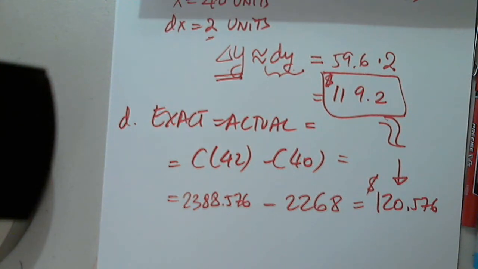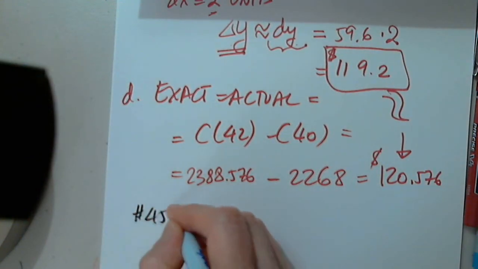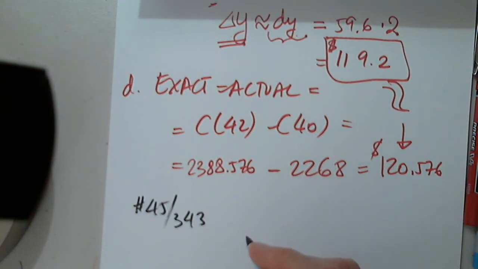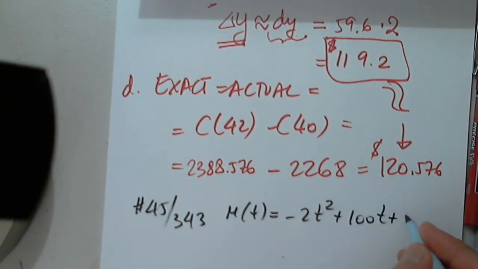Let's look at marginal productivity. Marginal productivity, 45 on 343. We have an employee's monthly productivity, M of t, equal to -2t squared plus 100t plus 180. Find the productivity of an employee after 5, 10, 25, and 45 years of employment.